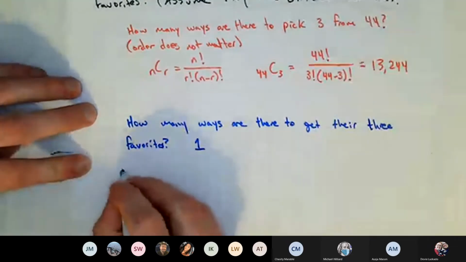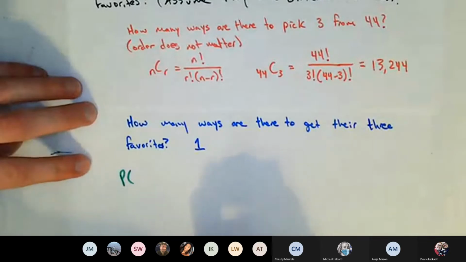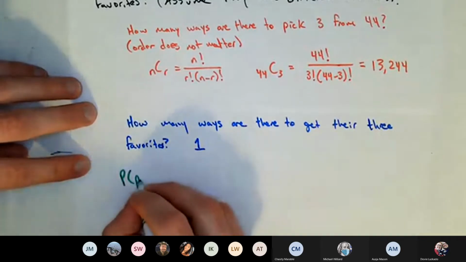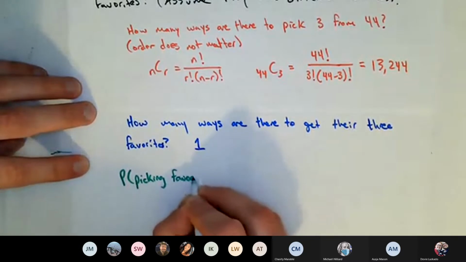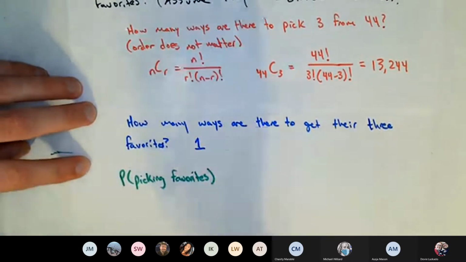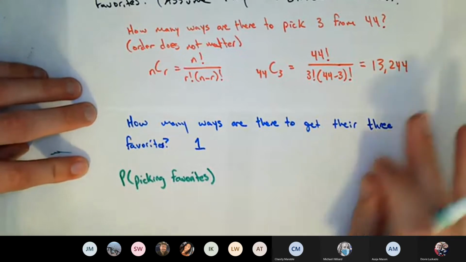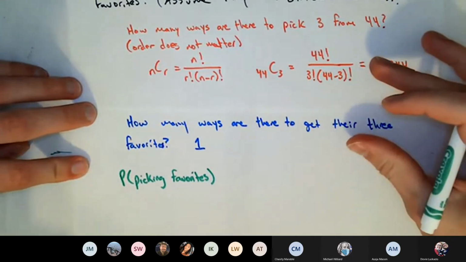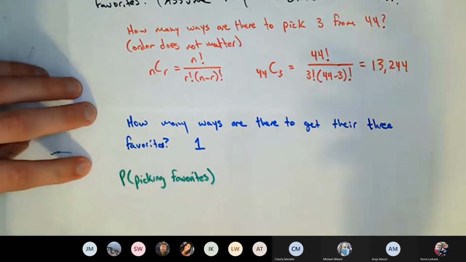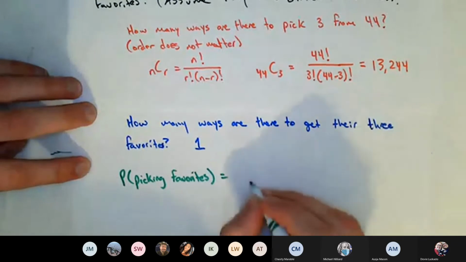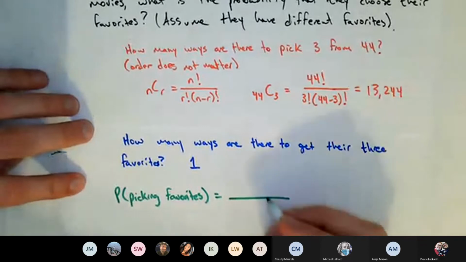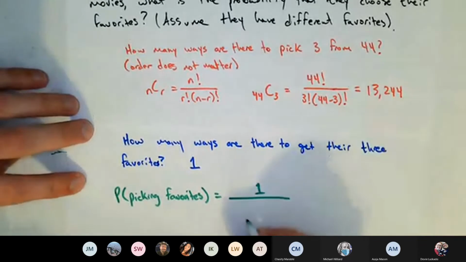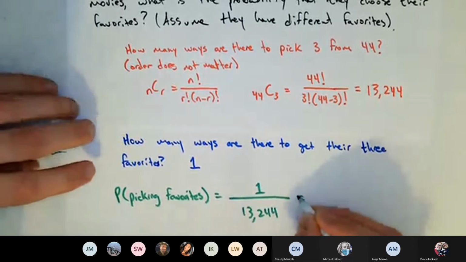So here I'll say P of event, where the event is picking favorites. You get to name the event whatever you want. You can also, as I told you in the video, name the event somewhere else, like as a capital letter E, and then put P of E just to make it more compact. That's a minor detail. So here I'm going to have 1 over 13,244. That's the probability I'm going to get.